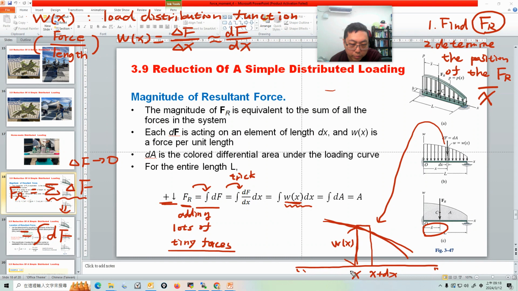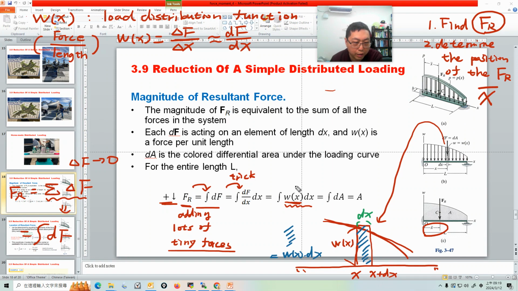Because this is x, and there's one more small step further, x plus delta x, which is dx. So this width is dx, and the height here is w(x). So here is w(x) times dx. Could you understand this? So actually the area is just equal to w of x times dx. So w(x) times dx is the area of this small slice.